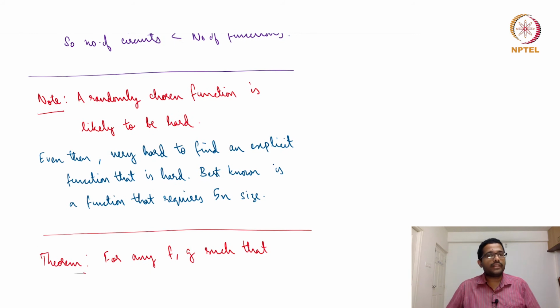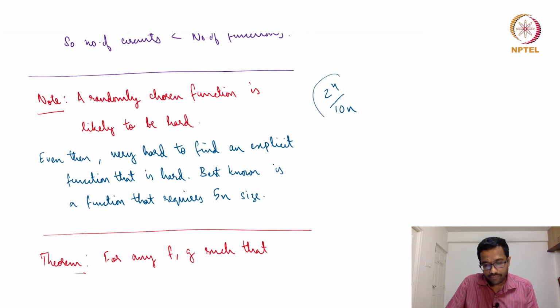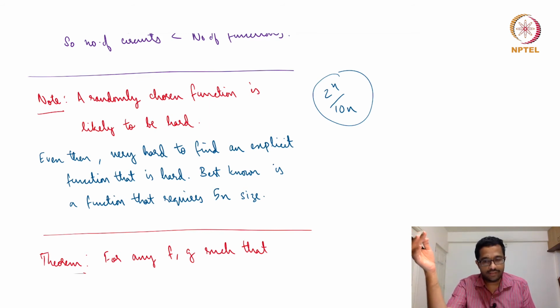However, you may think that okay, if you pick a random function, it will require more size than 2 power n divided by 10n. This is true, but still there is this problem. Most of the natural functions that we can think of actually require only a small circuit, smaller than this 2 power n divided by 10n. In fact, people have tried to construct functions that require big circuits, and people have been incredibly unsuccessful in this.